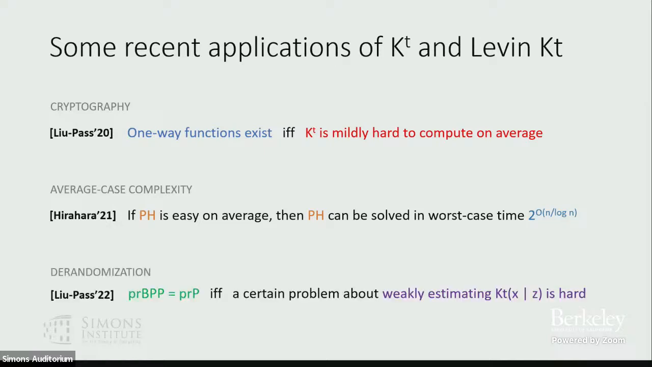And finally, a result that wasn't mentioned yet, but was also recent and very interesting, is a characterization of the randomization of BPP using hardness of another Kolmogorov complexity problem. So we can use time-bounded Kolmogorov complexity in several areas, and we already have quite exciting examples, in crypto, average case complexity, and the randomization.